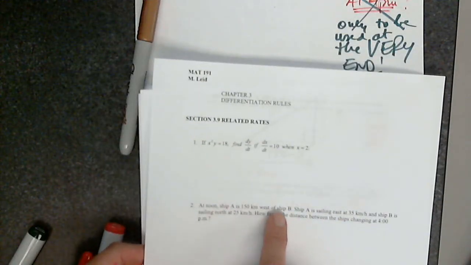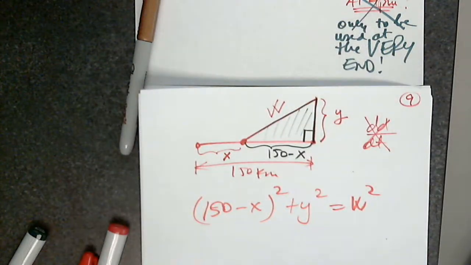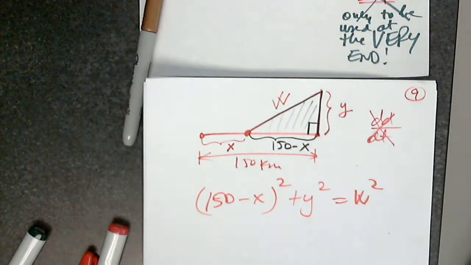So we know that they are 150 kilometers apart. A is going east at 35 kilometers an hour, and B is going north at 25 kilometers an hour. How fast is the distance between them changing? Okay, I have an expression for the distance. I can take the square root from both sides or not.